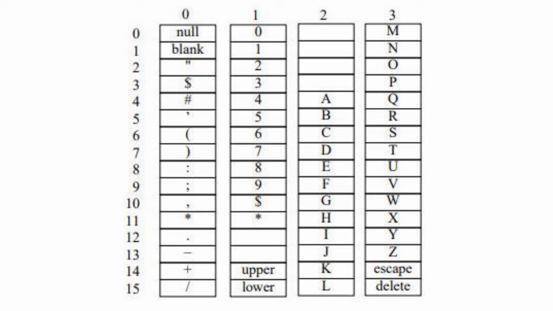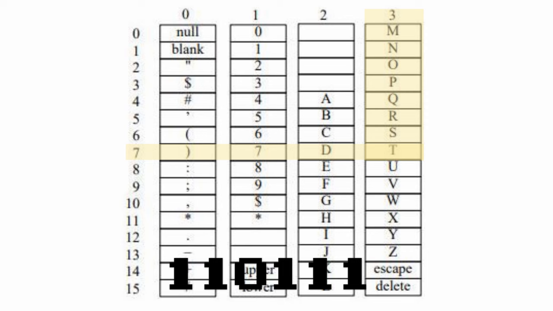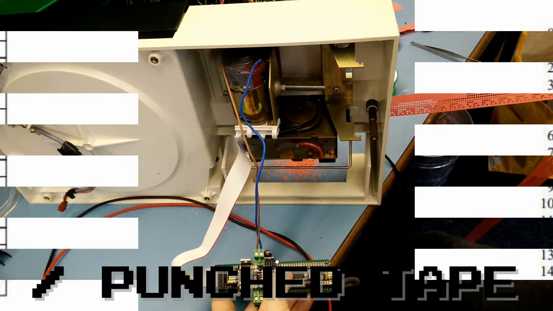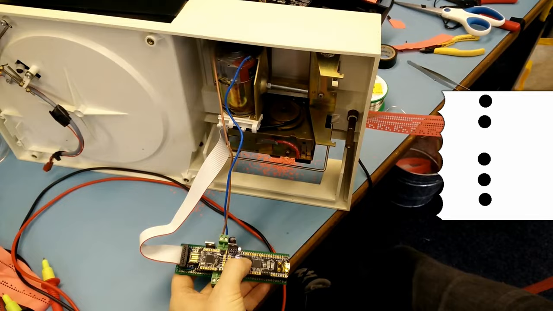Going from this example, T is column 3, which is 11 in binary, and row 7, which is 0111, giving a binary code of 110111 for T. Of course, at this time, punched card was used for entering data, so this would be represented by 2 punched holes, 1 space, and 3 more punched holes.